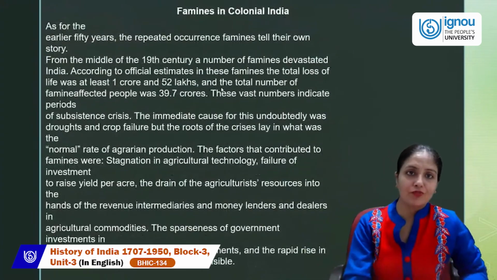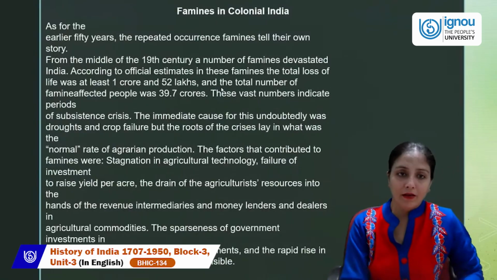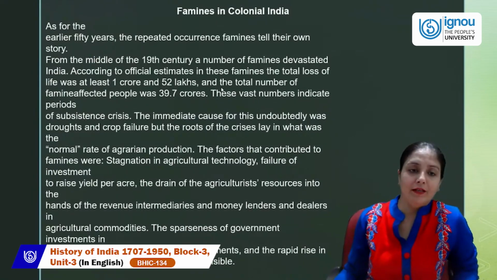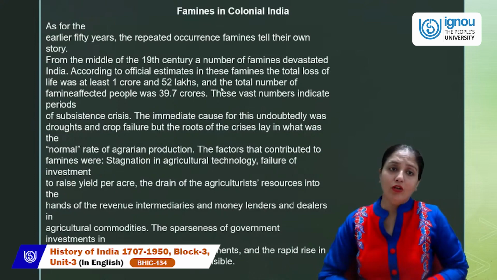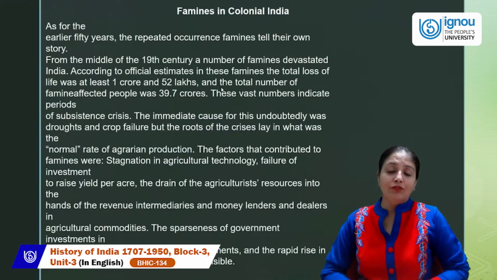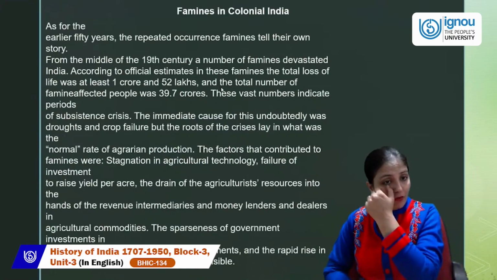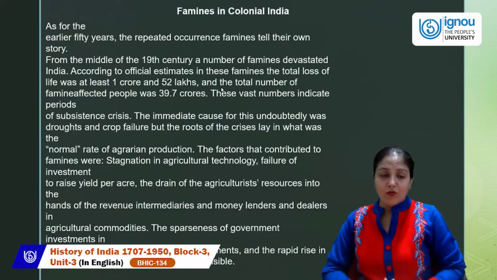Next, we talked about the famines. Back-to-back famines occurred. The loss of life was near about 1 crore 52 lakh, and the total number of famine-affected people was 39.7 crores. What was the indication of these numbers? These vast numbers indicate periods of subsistence crisis that the Indians were facing at that time.